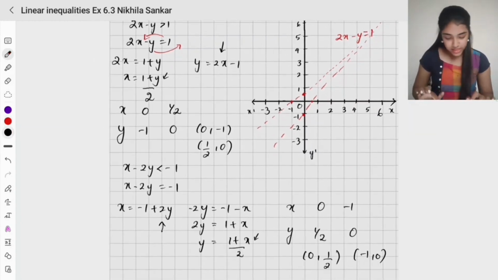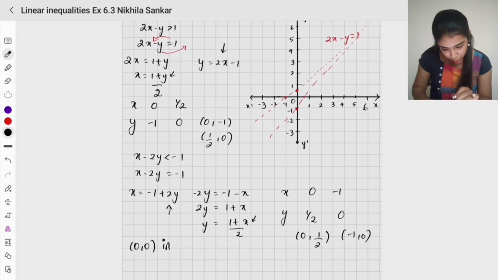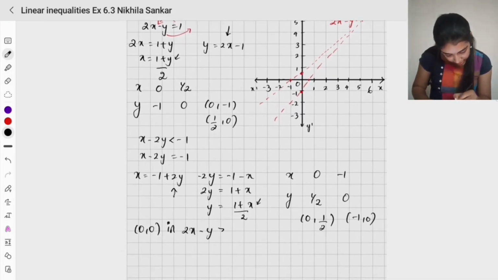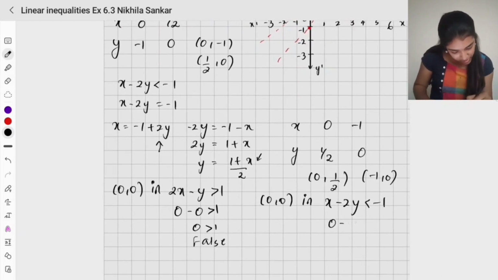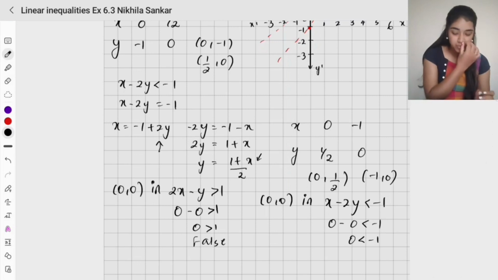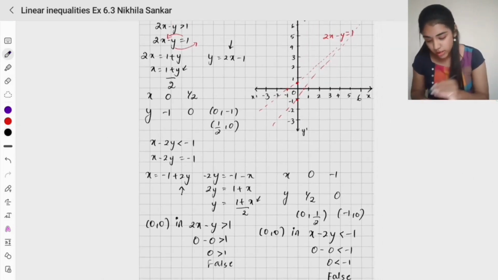Now I have to check if 0, 0 is included or not for both the cases. So 0, 0 in first equation 2x minus y greater than 1. So 0 pota 0 minus 0 greater than 1, 0 greater than 1, false. Second, 0, 0 in x minus 2y less than minus 1. When I put 0, I'll have 0 minus 0 less than minus 1. 0 cannot be less than a negative number, so this is also false. So ரெண்டு கேஸ்லயுமே it does not include 0, 0.